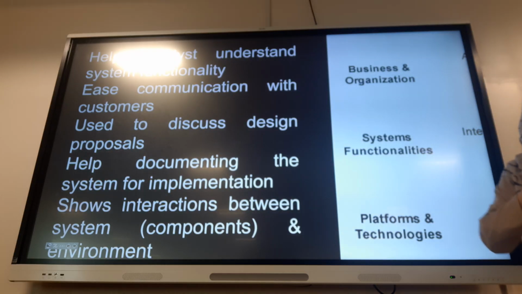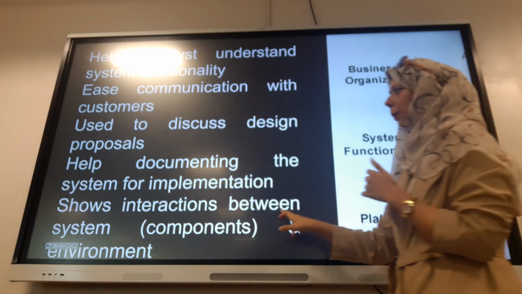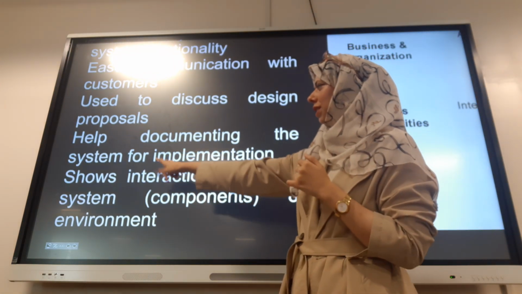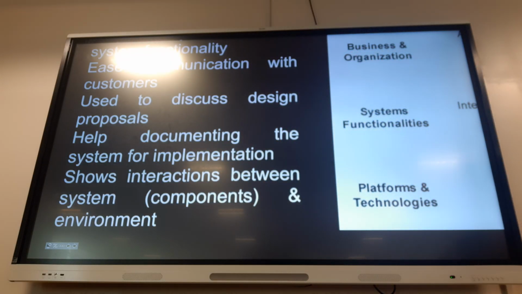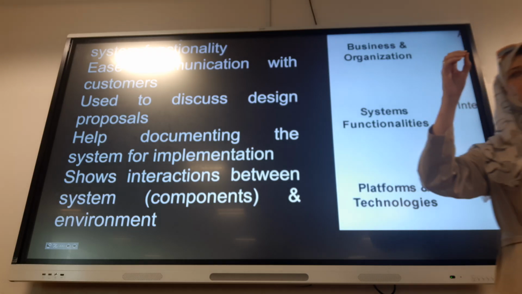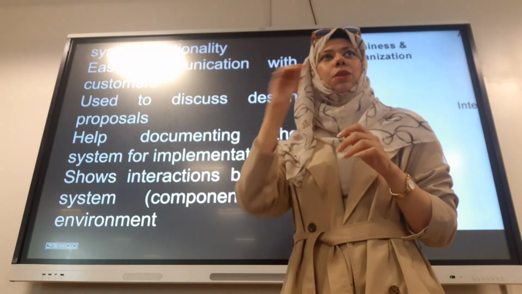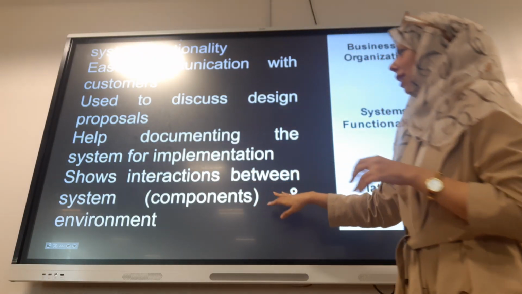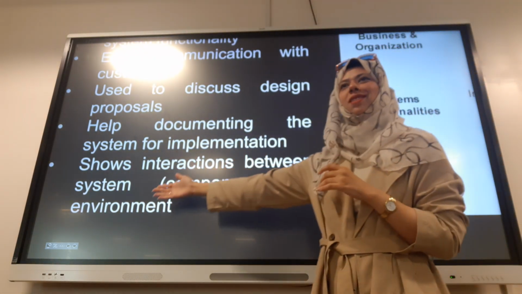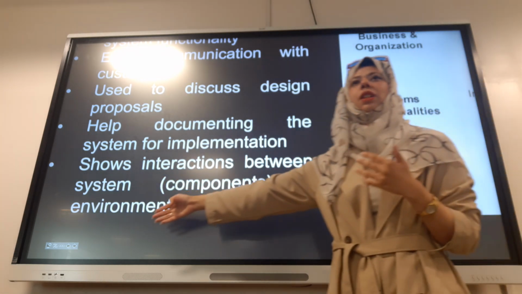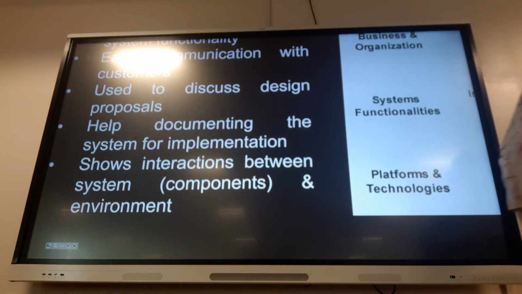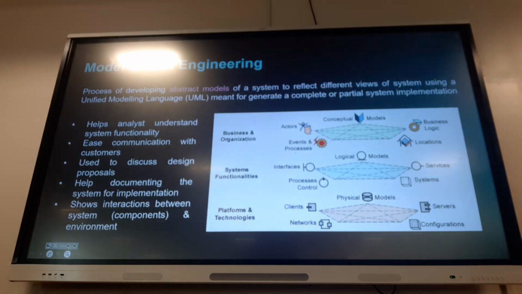So again, how can you design your system now? We provide extra detail on that. We help documenting our system for implementation. Think about it like a pseudocode stage. You're just typing the guidelines or the logic that this system or this component will follow. And showing interaction, so how the system components will actually interact with each other or with the external environment. So these are the reasons why we need the modeling stage.